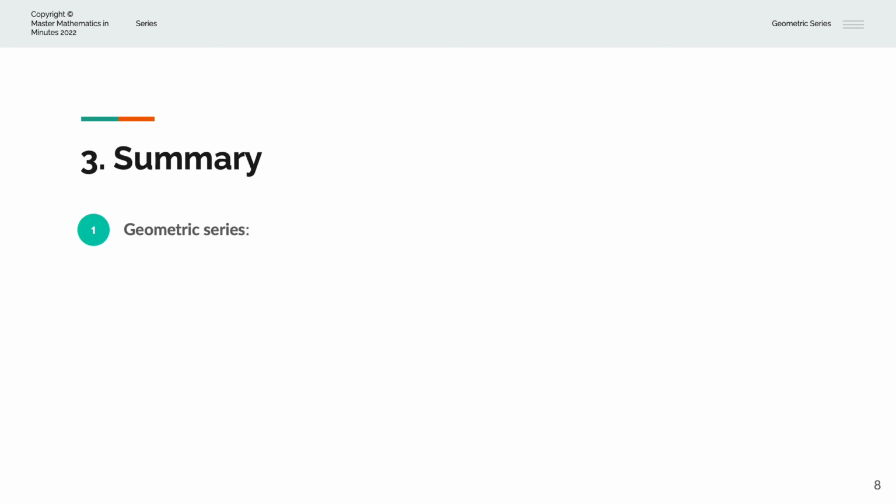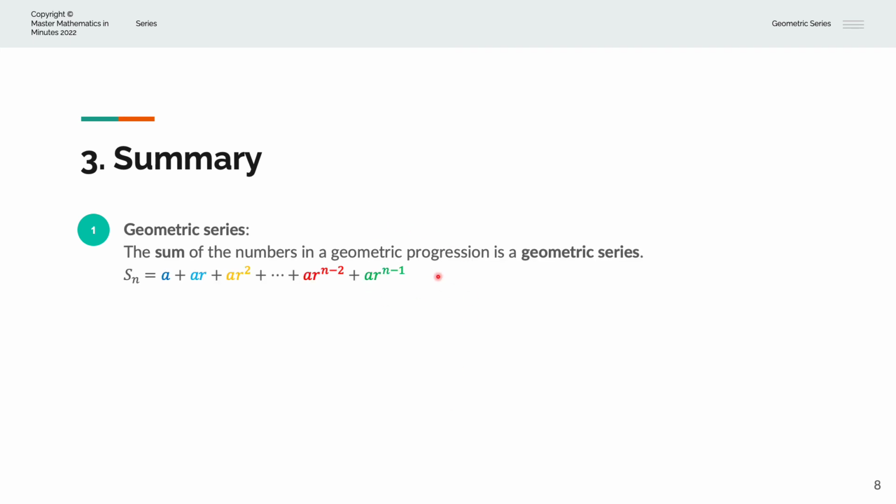To summarize, a geometric series is the sum of the numbers in a geometric progression. With the first term as a, the second term as a times r, the third term as a times r squared, and so on, we add all these terms together and denote that as Sn, because we're summing across the first n terms. And that is a geometric series.